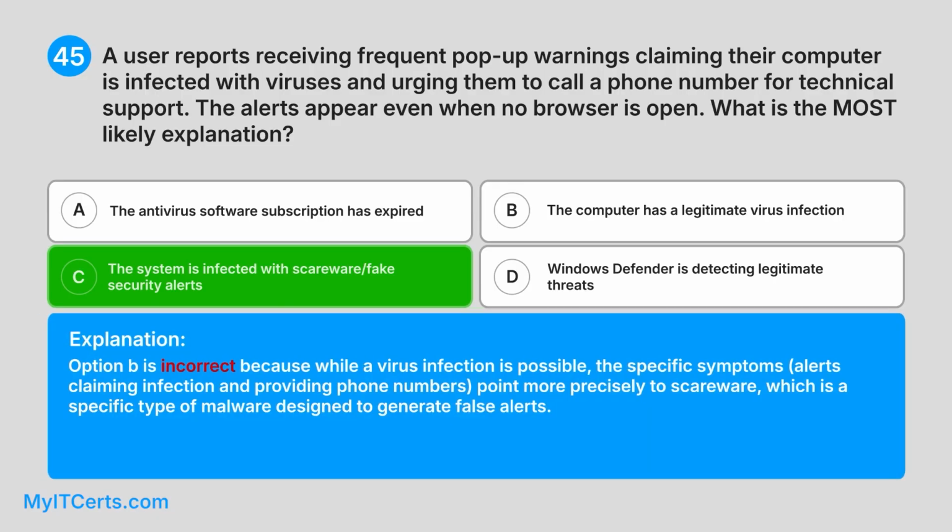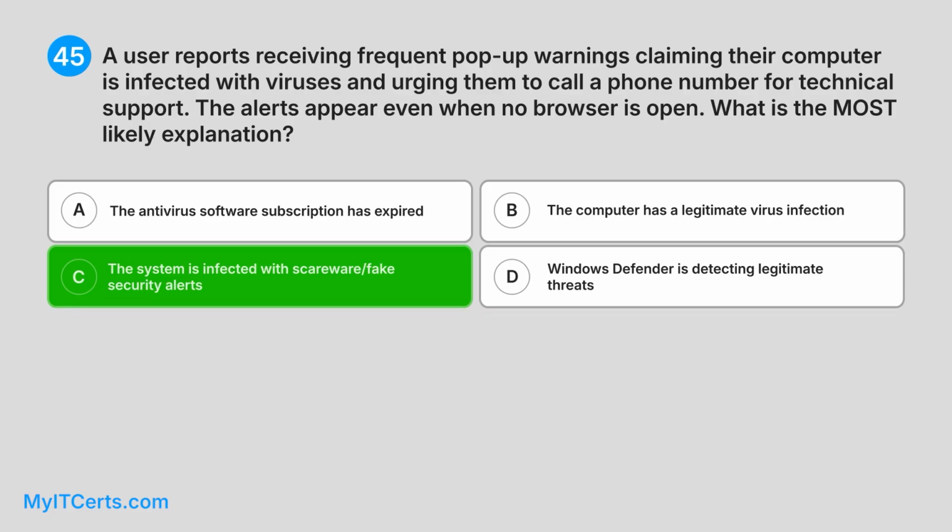Option B, the computer has a legitimate virus infection, is incorrect because while a virus infection is possible, the specific symptoms, alerts claiming infection and providing phone numbers, point more precisely to scareware, which is a specific type of malware designed to generate false alerts.